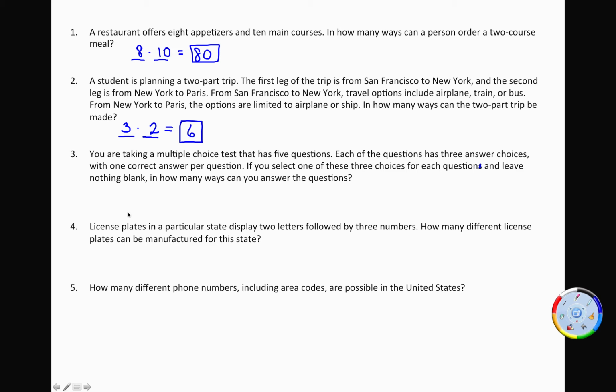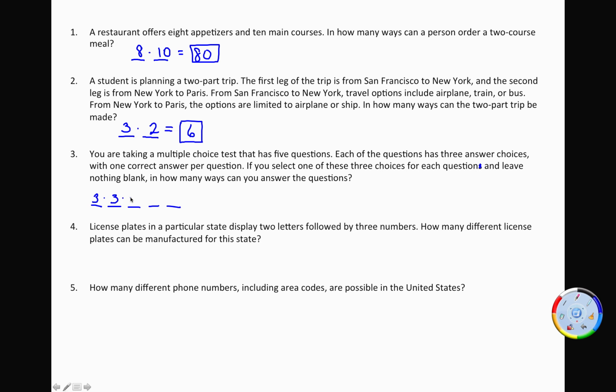Sorry about that. Typo again. All right. 5 questions. That means 1, 2, 3, 4, 5 options to fill in. Each of the questions has 3 answer choices with 1 correct answer per question. If you select one of these 3 choices and leave nothing blank, okay, then that means the first one I have 3 choices, and I'm going to choose one of those 3 choices.